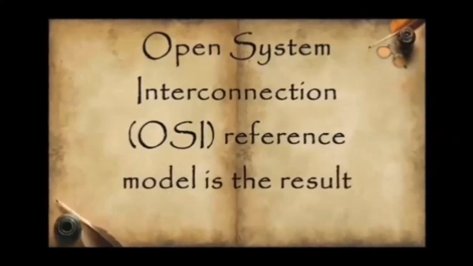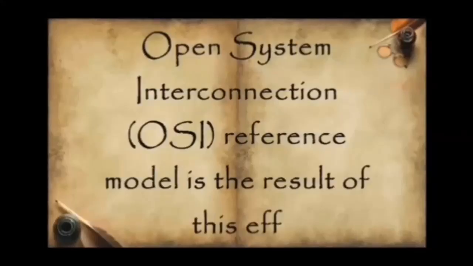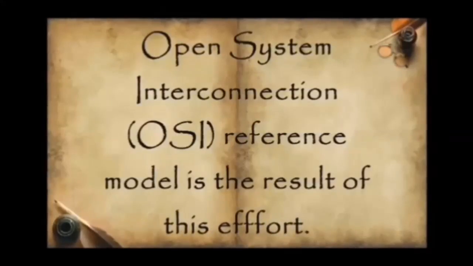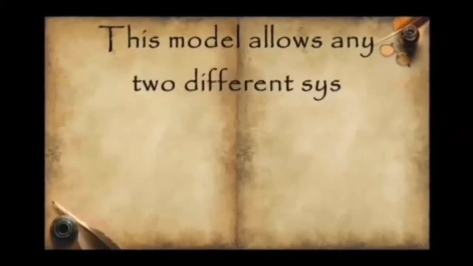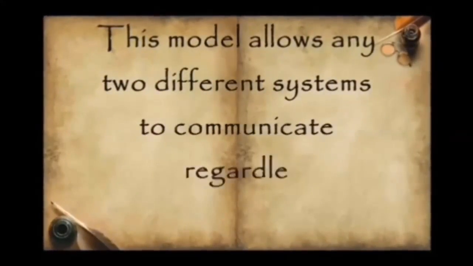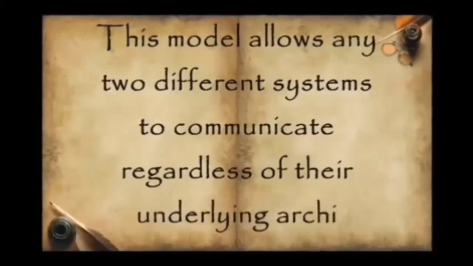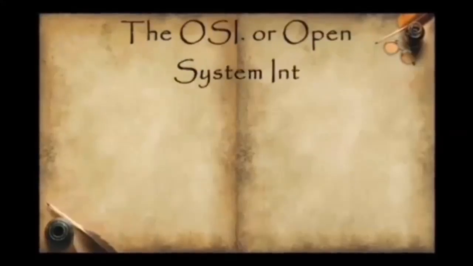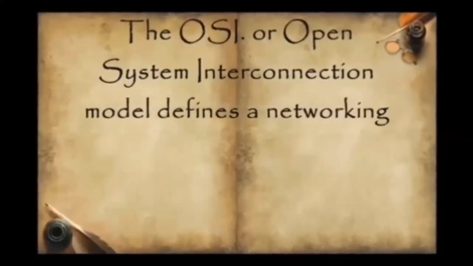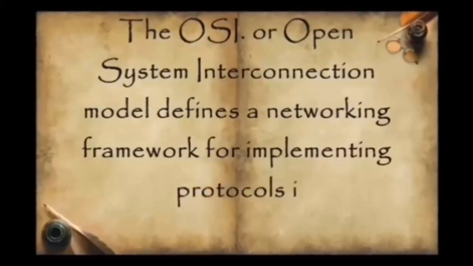The OSI model is useful to know, but it's not necessary to memorize. It simply provides a theoretical model you can use for network problems, ranging from design issues. This model allows any two different systems to communicate regardless of their underlying architecture. The OSI, or Open System Interconnection, model defines a networking framework for implementing protocols in 7 layers.